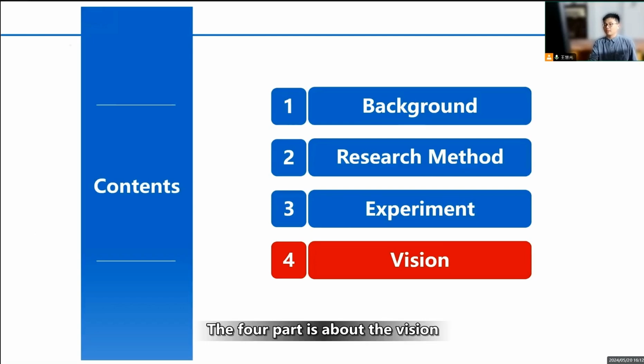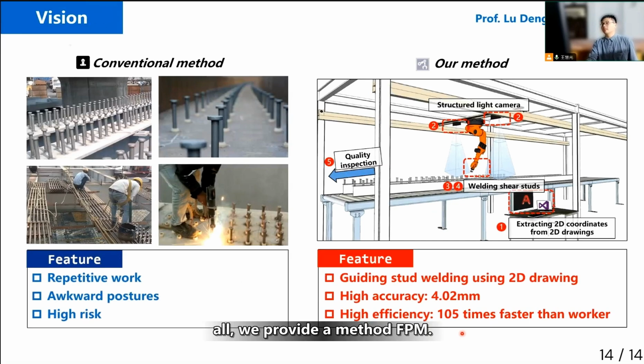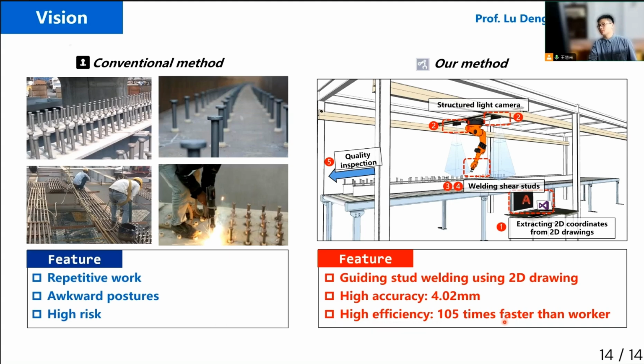The fourth part is about the vision of my research. Above all, we provide a method, FPM. It is based on 2D CAD joints and the structured light camera. FPM can achieve the requirement of the code with a positioning efficiency up to 105 times faster than brute force search. In the future, we will continue to improve the efficiency and the accuracy of FPM with the potential for application in an actual production line.